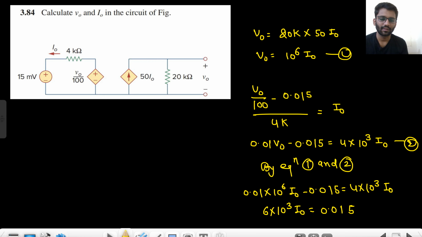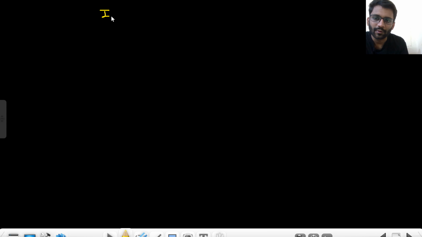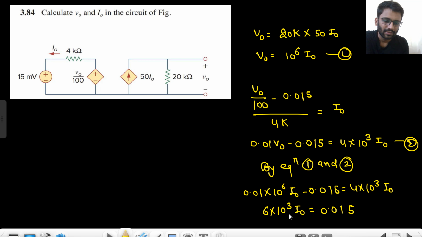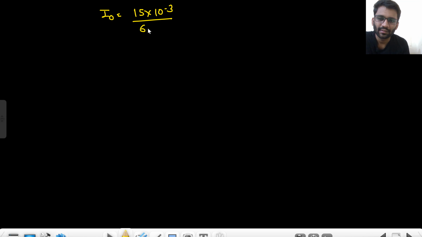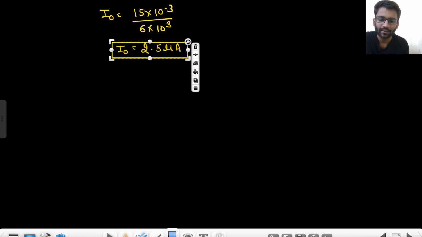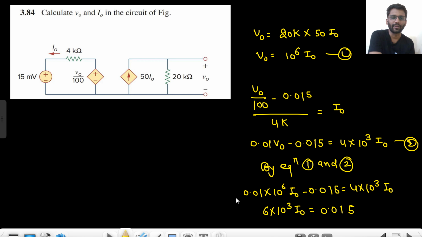So do I have the next page? Let me add a page. So from here I naught will be equals to 15 into 10 to the power minus 3 upon 6 into 10 to the power 3. That will be equals to 2.5 microampere. This is I naught. Okay, so I naught value is 2.5 microampere.